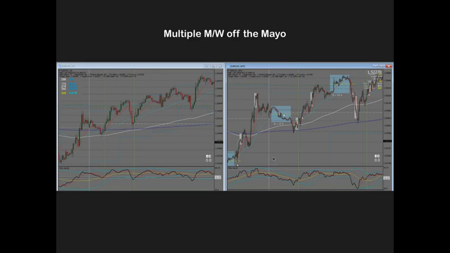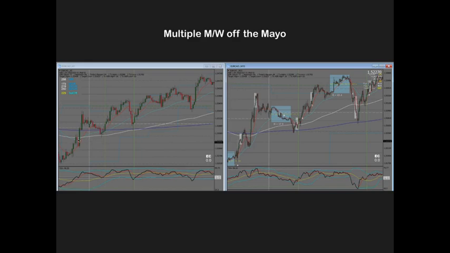Sometimes this happens, especially with pairs that like to trend and go on long trends, right? CAD pairs do this, gold does this, sometimes the Aussie crosses do this. What happens is you'll get an M or a W off the Mayo, and then sometime later you'll get it again. On this particular example, EuroCAD, you can go back and do some backtesting on the charts, but I think it gave around 3 or 4 different W's off the Mayo, and it just kept going up and up and up. Same thing here.